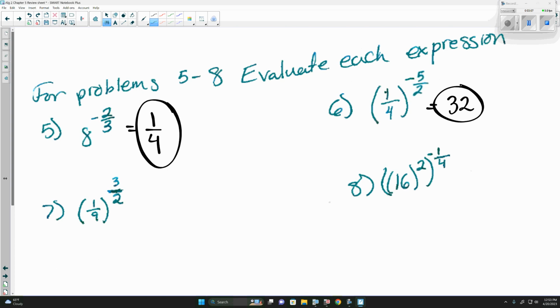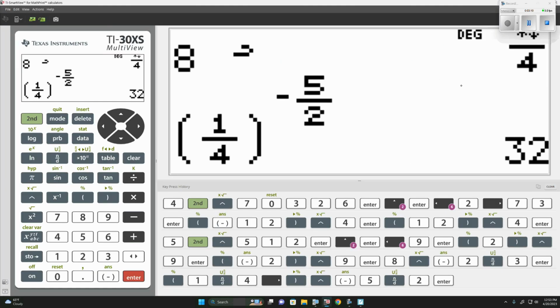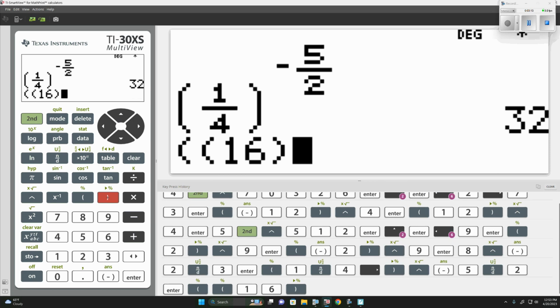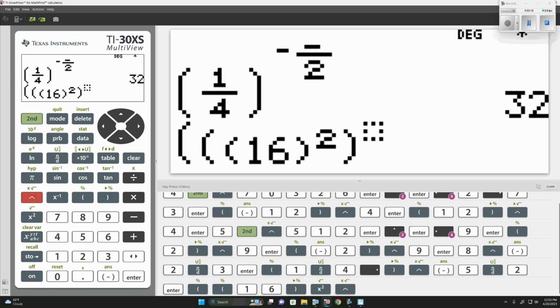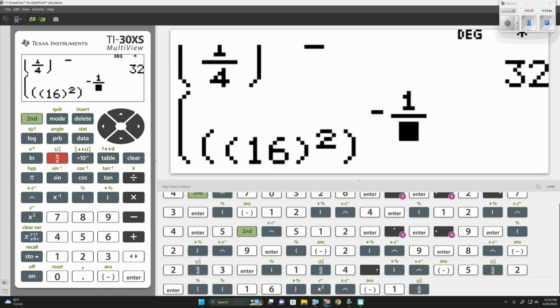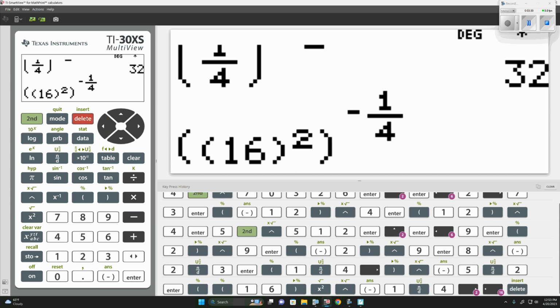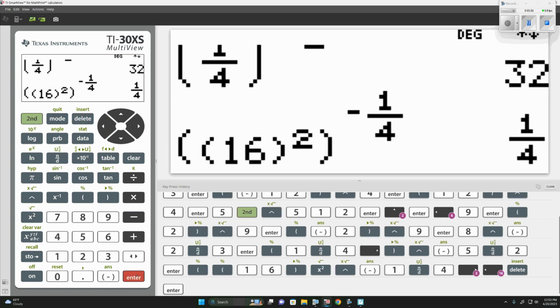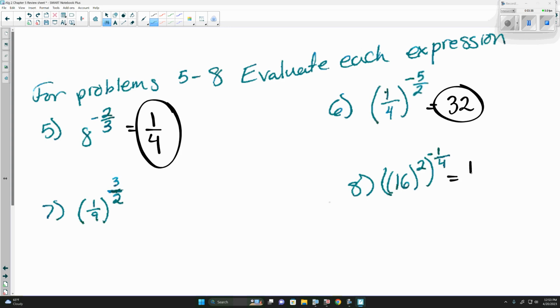I mean, we could do the same thing with 16 to the negative 1/4, with parentheses around the 16 squared to the negative 1/4. I think I technically added an extra parentheses, but that's fine. Enter, yeah, 1/4. We could do the same thing with 7, and we should get 1/27.